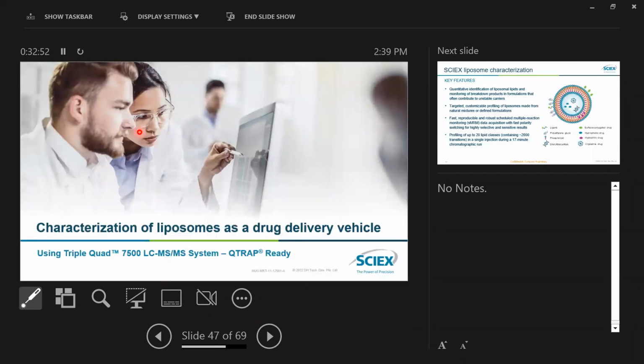All right. So from here, I'm going to switch gears and talk about the targeted methodology. What I shared was more characterization, more impurity identification. This is characterization using targeted methodology on what we call the 7500 system, which is a triple quad type of system.